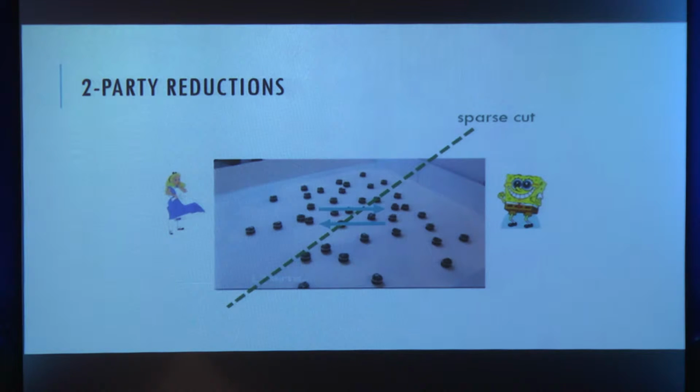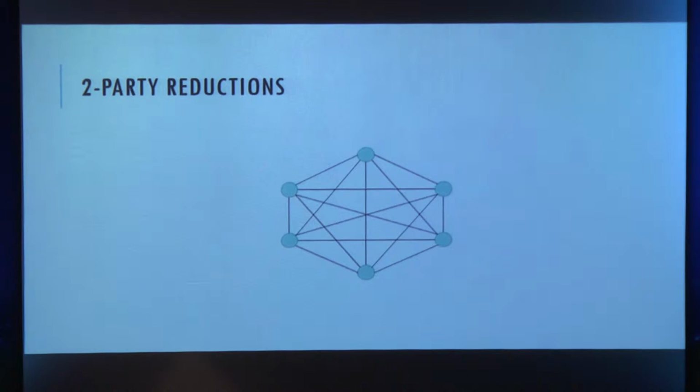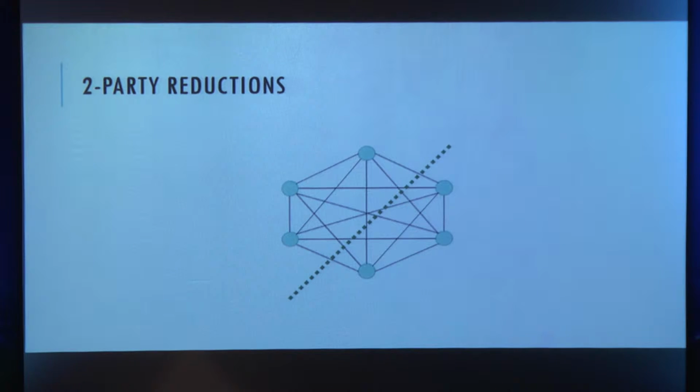And this has been done extremely successfully. But sometimes it doesn't work. And one case where it actually doesn't work is when you don't have these sparse cuts. So maybe my system looks like this. I have no bottlenecks in the network because everybody can talk to everybody. And in systems like that, you cannot take a 2-party reduction and get it to show you a high lower bound for k players. So you really need to talk about the many players that you have in the system.